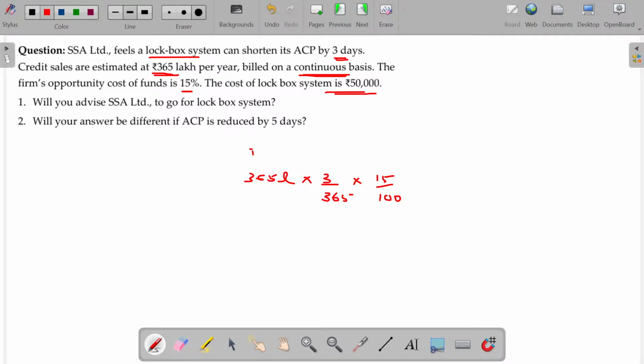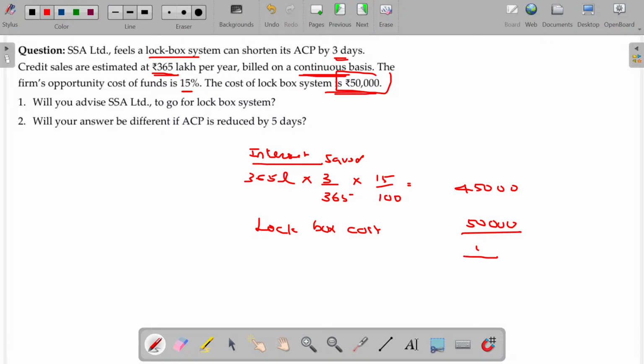Come on, what is the interest saved here? What's the value? 45,000. Now, in order to implement this lockbox system, we have to pay the rent for the lockbox. Lockbox cost, how much is that? 50,000 rupees I have to spend. After spending this, actually the net benefit is negative. Will it be advisable? Definitely not advisable. Spending 50,000 to save 45,000 has no meaning.